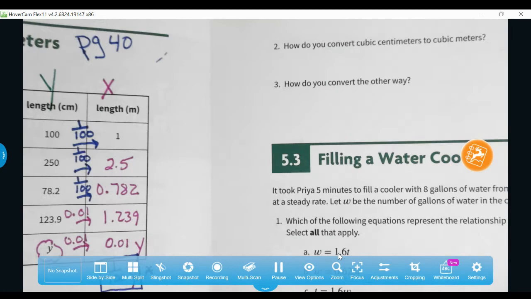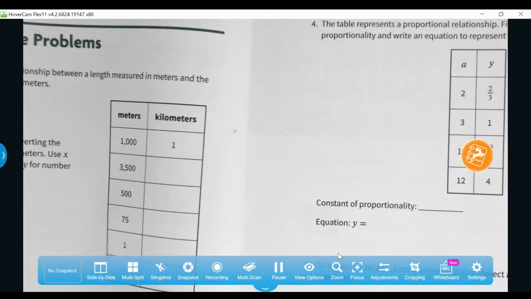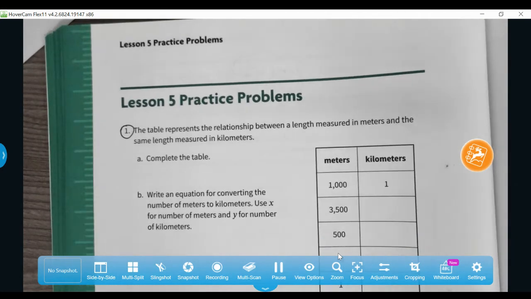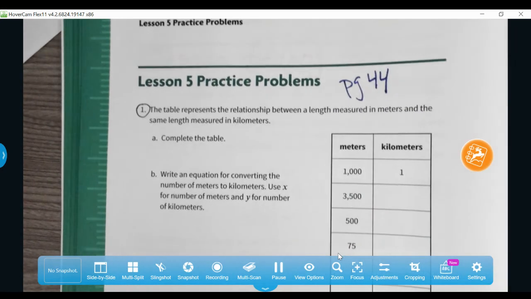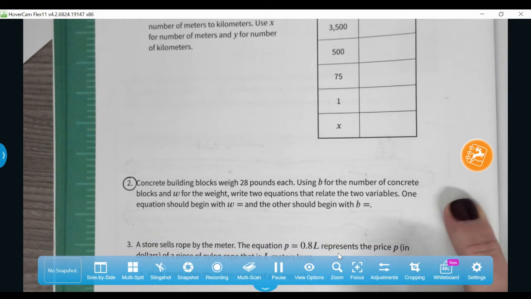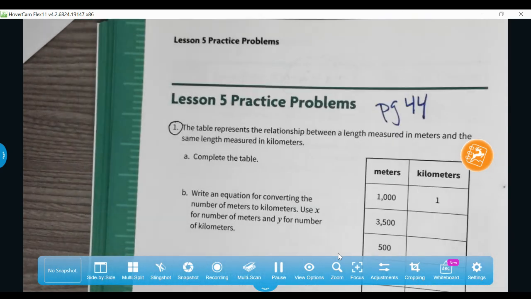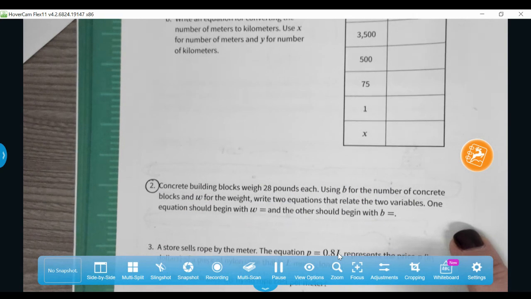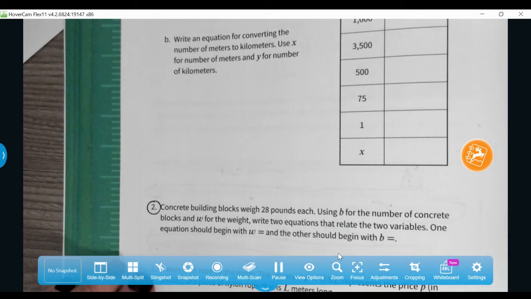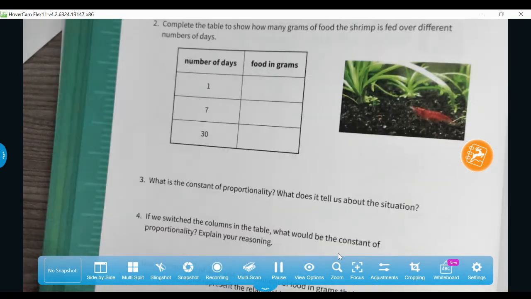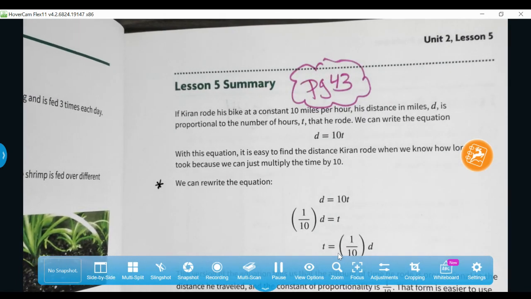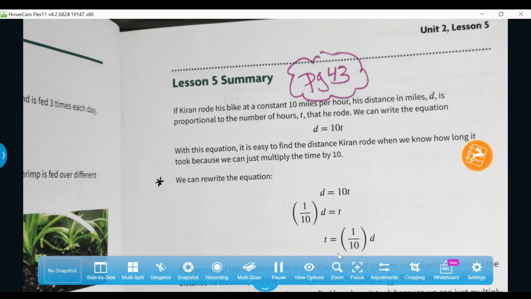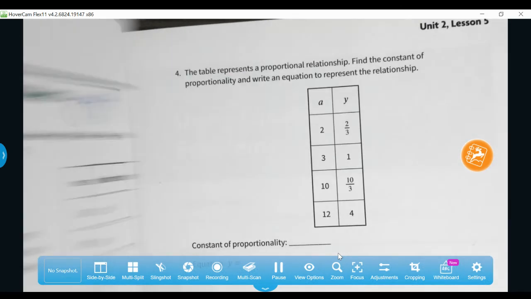Okay, so now for practice, I'm going to have you turn to page 44. So this is page 44, and you are going to do problems 1 and 2. Again, on page 44, you're going to do problems 1 and 2. And then don't forget to spend some time on the previous page, page 43. Bring your book to class tomorrow if you have any questions, and we can sure help.